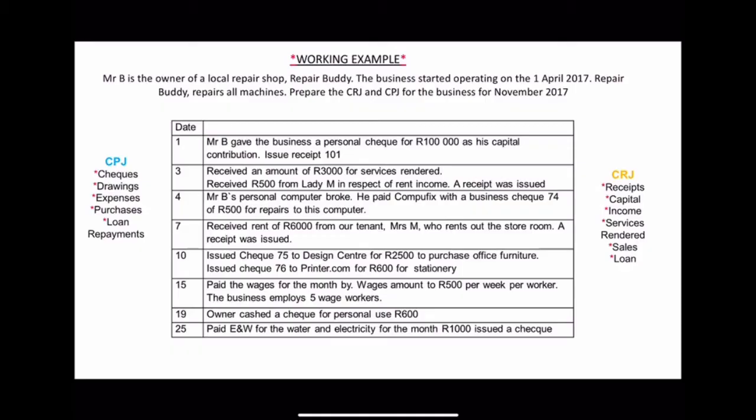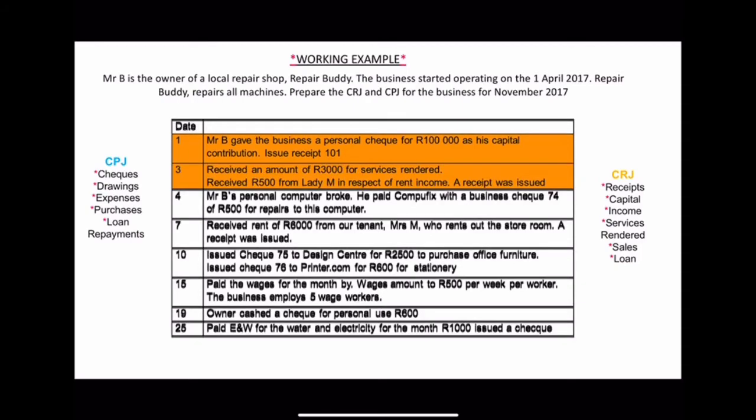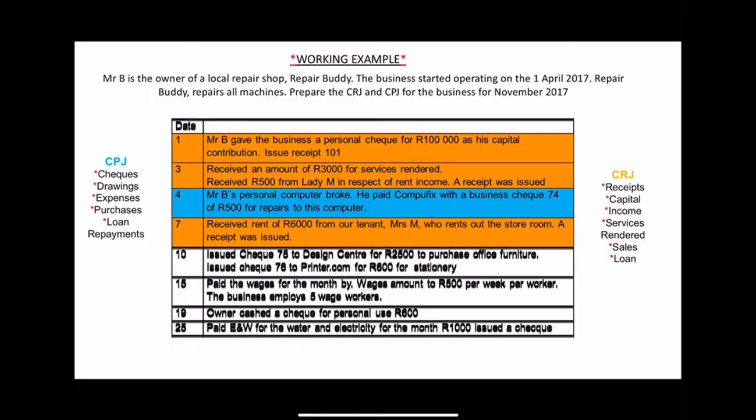So Mr. B gave the business a personal check as his capital. Capital we know goes to the CRJ. Received an amount of 3,000. Automatically, we receive money, goes to the CRJ. Mr. B's personal computer broke, he paid. The second we see paying someone, we know it goes to the CPJ. Received rent from our tenant and a receipt was issued. If we're issuing a receipt, it means we have received money, so it goes to the CRJ.